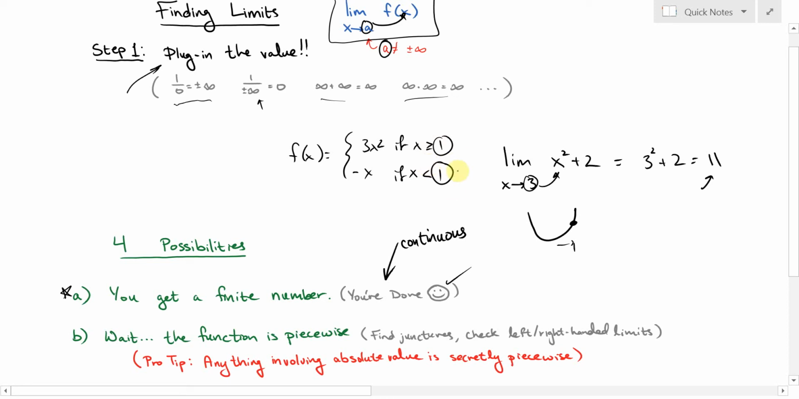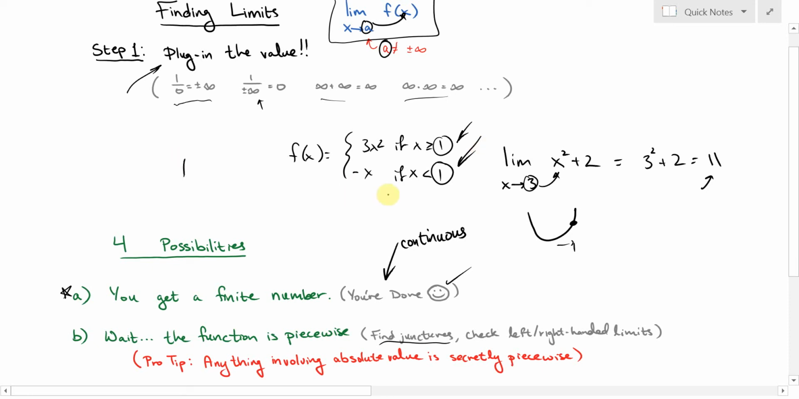So that kind of deserves a video all on its own, and we've seen examples of this in the quizzes. But you can't just plug in the value directly. In this case, it just doesn't even make any sense. So what you have to do is you have to find the junctures first. So in other words, where does the definition change? Right, here it just changes at 1. So 1 is what I'd call the juncture.